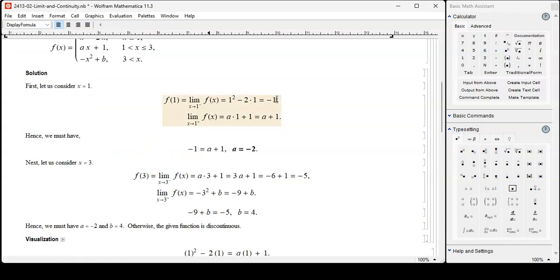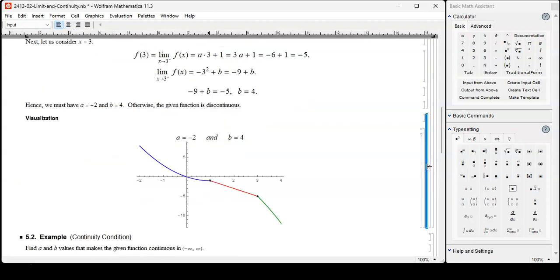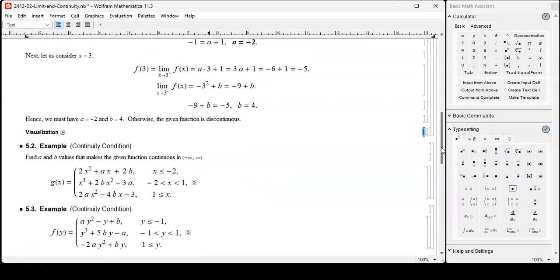Plug in x equal to 1, and then set these two equal to each other. I get a equal to negative 2. And then plug it in, and from second and third, we have the second equation, we get b equals 4. So a is negative 2 and b is positive 4, and at those two values we have continuity. Make sense?